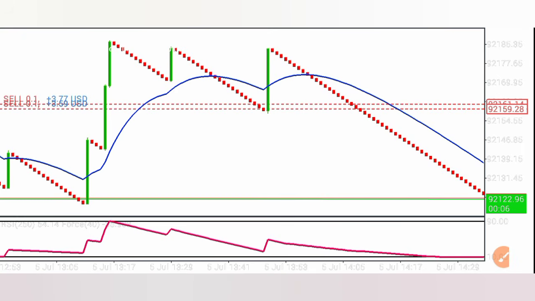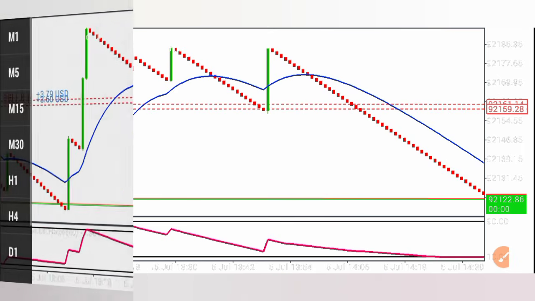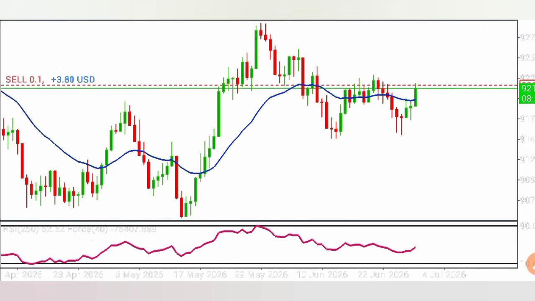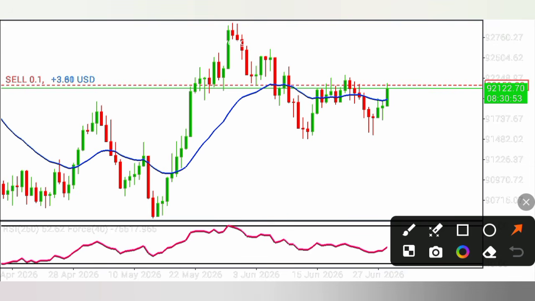Now, let's head over to the higher time frame. Let's go to the daily time frame. Looking at the daily time frame, we'll be focusing on today's candle. The overall trend of the daily time frame is bearish, can you see that? But today the candle is bullish. So we are likely going to have a lot of spikes on the lower time frame.